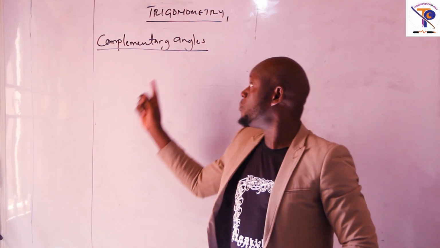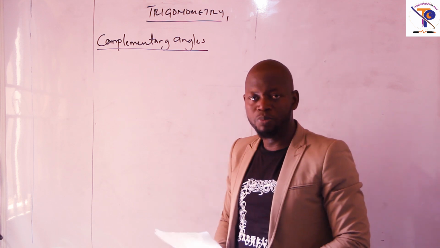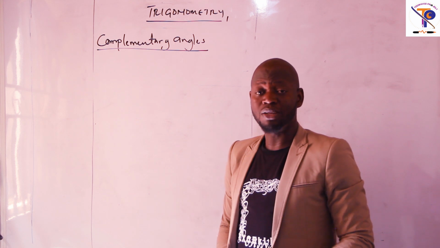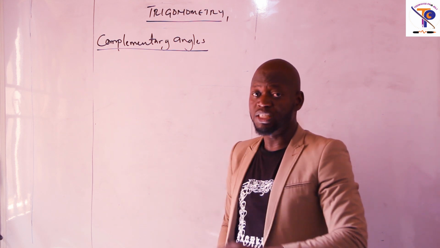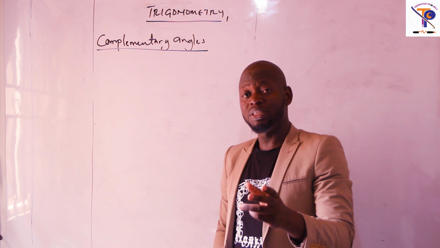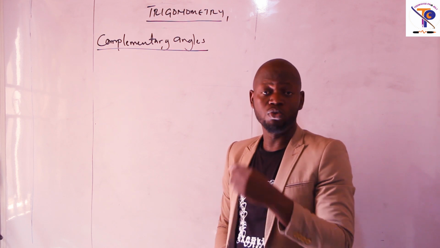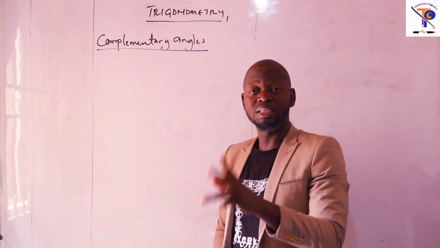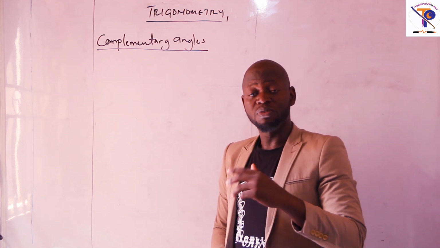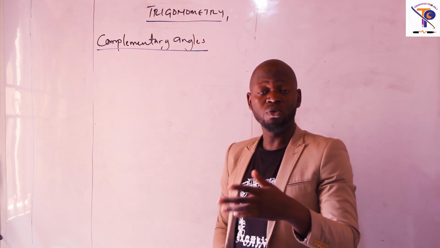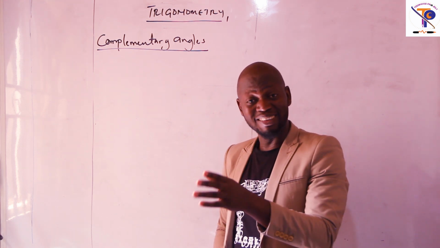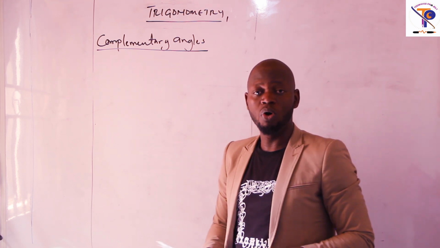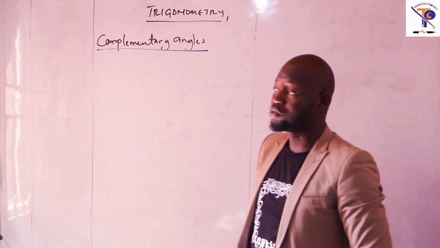We want to move to complementary angles. What are complementary angles? Complementary angles are two angles that add up to be 90 degrees. That means 20 and 70 are complementary angles, 10 and 80, 40 and 50, 60 and 30, 50 and 40, all those ones, 1 and 89, 5 and 85, those ones are complementary angles.